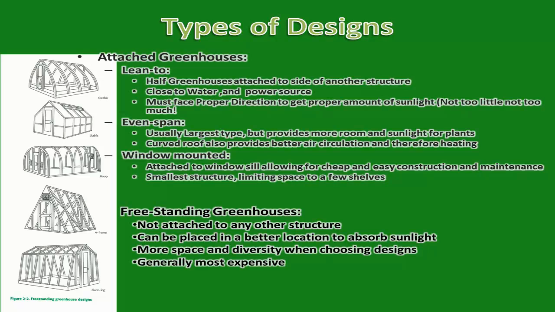Lean-to, even span, and window-mounted are the three primary designs for attached greenhouses. The designs for freestanding greenhouses are nearly limitless because there are not as many restrictions for them. They are also more flexible in their design, but generally the most expensive. The construction materials make up the bulk of the initial cost.